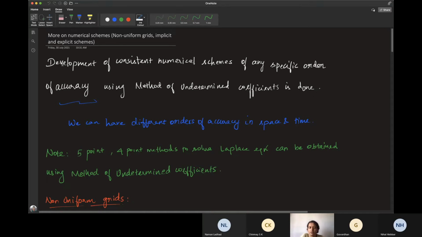So you can develop numerical schemes of any order of accuracy that you want based on this method of undetermined coefficients. Also, in a single equation, you can have different orders of accuracy. That is, you can have first order accuracy in time and second order accuracy in space. So we have such options there.